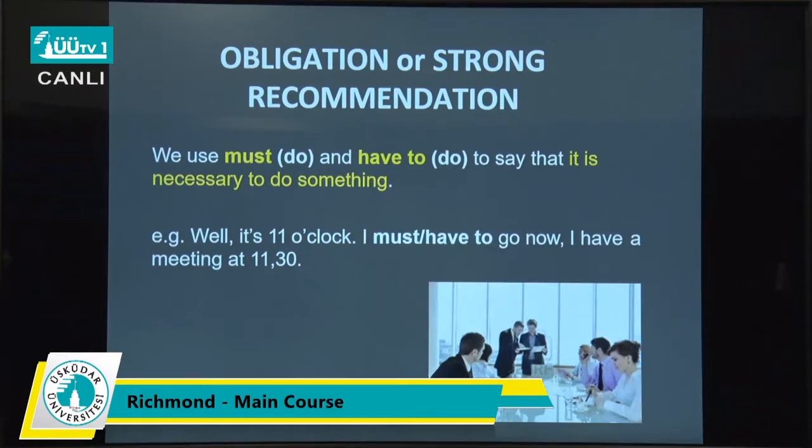We use must and have to to say that it is necessary to do something. Let's look at this example. Well, it's 11 o'clock. I must or have to go now. I have a meeting at 11:30. So we use must and have to express our obligations. And the grammar structure is easy. We just put the subject, then we use must or have to, and then we use verb one.